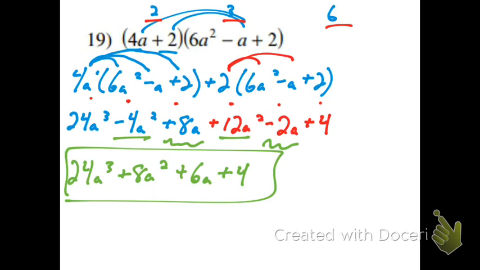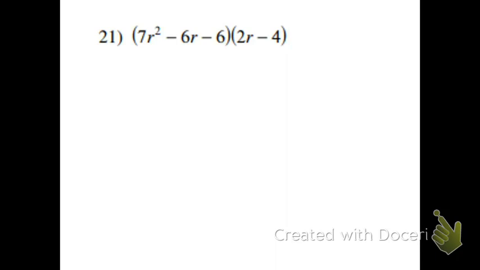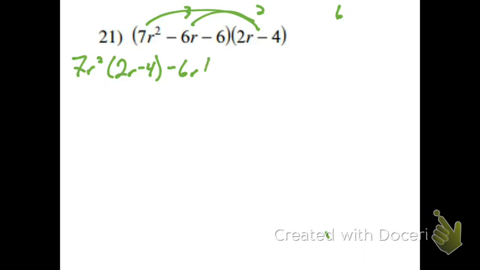And then moving on. 2 more questions. Here we go. Now we have a trinomial, so 3 terms times 2 terms. So once again, we're going to end up with 6 terms after the initial distribution when we multiply it out. So we're going to start with 7r squared times 2r minus 4. And then I have my second term, which is negative 6r times 2r minus 4. And then I have my negative 6 times 2r minus 4.